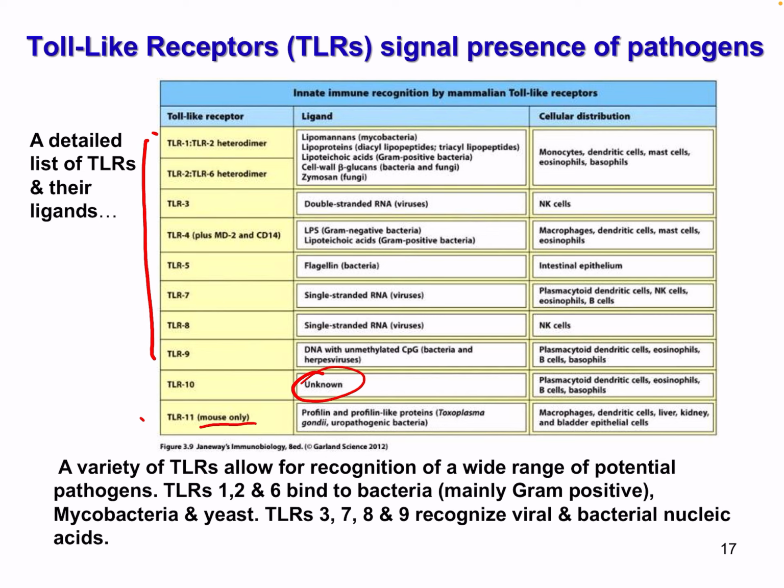TLRs 1, 2, and 6 bind to bacteria, mainly gram-positive, mycobacteria and yeast. And then TLRs 3, 7, 8, and 9 recognize viral and bacterial nucleic acids. And then we have TLR4, specific for LPS.